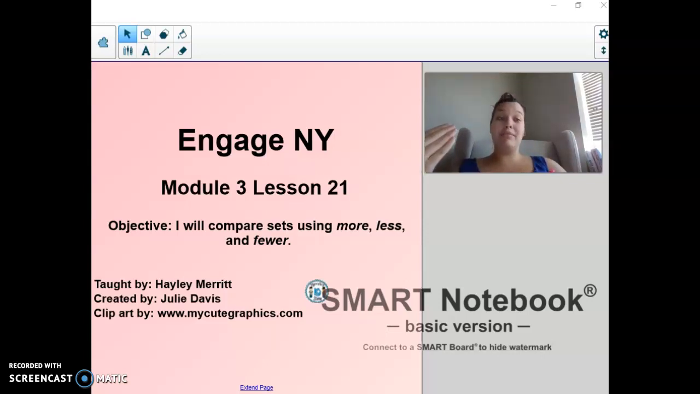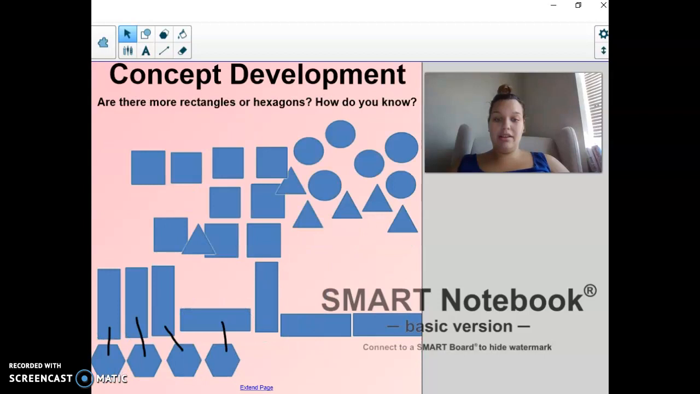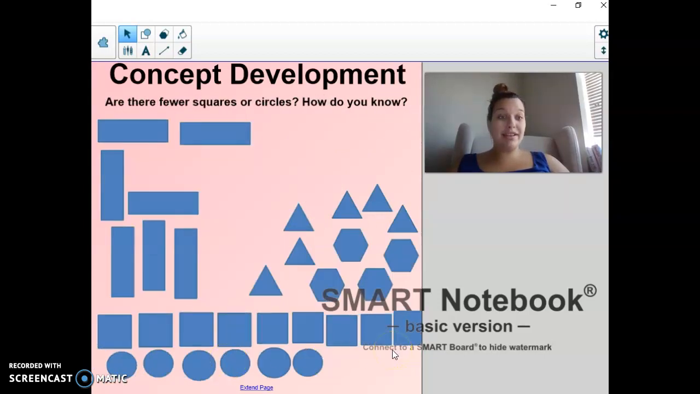But you guys went above and beyond, and you were telling me how many more you would need to make the groups equal. So when I asked you over here, how many more squares did you have than circles? You could have easily told me I have 3 more squares. And then if you have 3 more squares, how many more circles would you need to make the two groups the same as each other? Those 3, right? They need a match. So you guys are going above and beyond with each objective, and I am so, so proud of you.